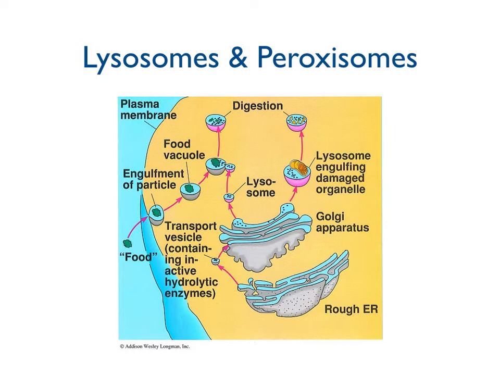Notice again that this process begins at the rough endoplasmic reticulum. The enzymes are produced in an inactive form, passed along to the Golgi where they are modified and activated, and then repackaged into a lysosome. Without this process, lysosomes would be incapable of breaking down bacteria that entered the cell.